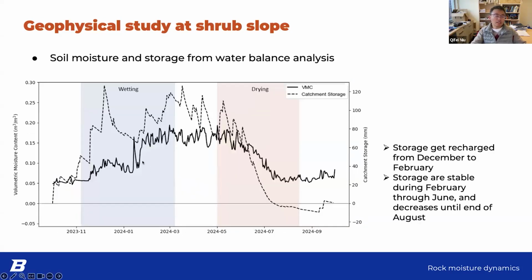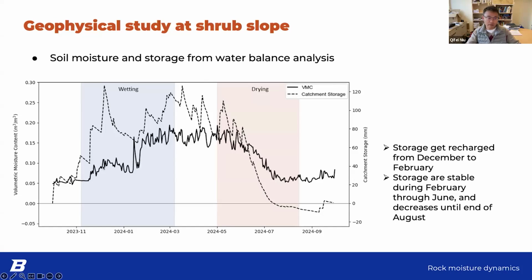Okay, so similarly, we also calculate the storage estimate from water balance analysis, which is the dashed line for the site. And also we have the black line, which is the measured soil moisture from the TDR sensors. I think it is roughly 10 centimeters or 15 centimeters below the ground surface. And from there, you can see the storage gets recharged from December.